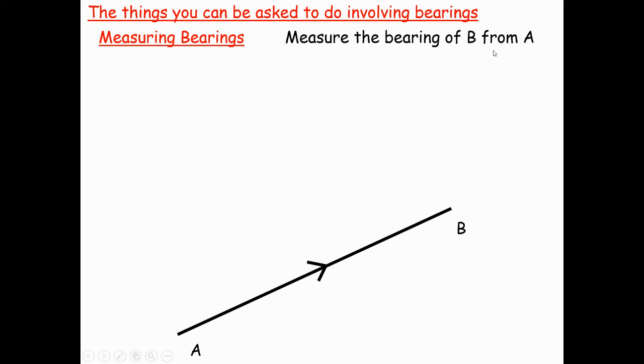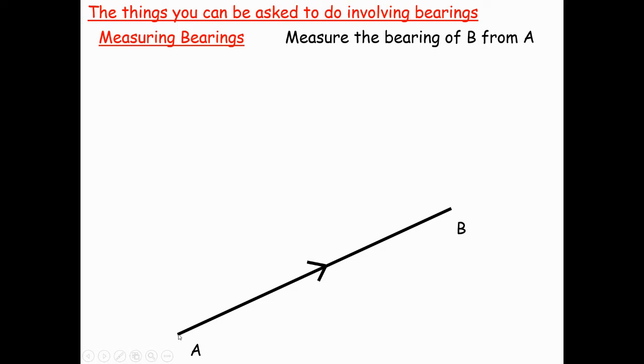And even if everything on the previous slide seemed to make sense, you just might get confused by this because looking at the diagram and looking at what you're going to be asked to do, it's a bit tricky. So let's just think about what the wording of this says. Measure the bearing of B from A. So from A, that's our starting point. Our starting point is A.